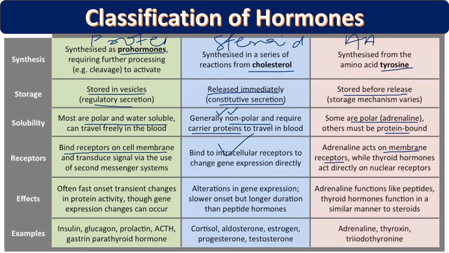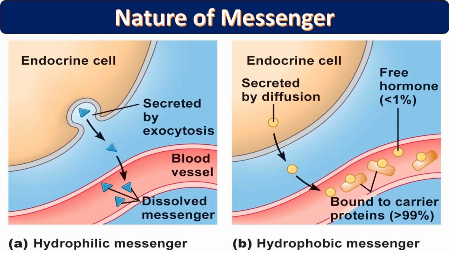Examples of peptide hormones are insulin, glucagon, prolactin, ACTH, gastrin, and parathyroid hormone. Whereas steroidal hormones are cortisol, aldosterone, estrogens, progesterone, testosterone. Amino acid hormones are adrenaline, thyroxine, triiodothyronine, epinephrine, norepinephrine.